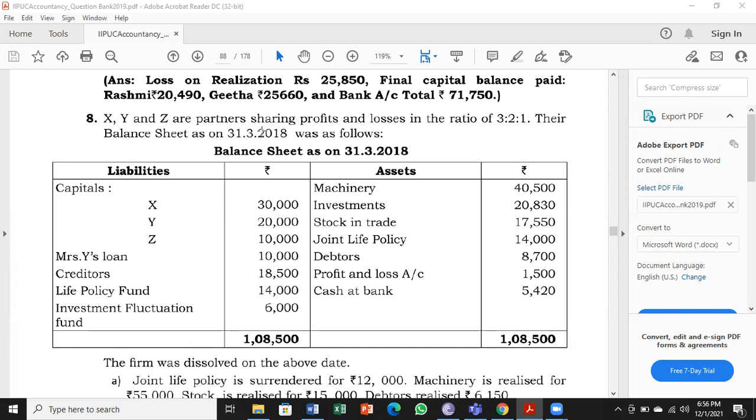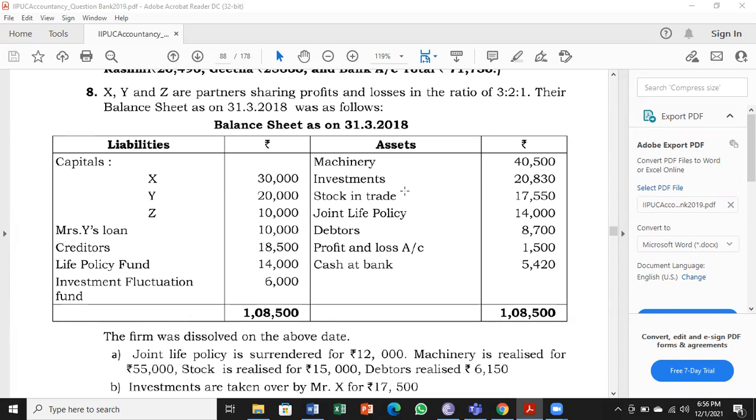Their balance sheet on 31/3/2018 was as follows. On the asset side, you're going to find machinery, investments, stock, joint life policy. Joint life policy is an insurance policy taken for all the partners together. That's called joint life policy. If any one of the partners dies, the business will get the policy amount. So that is what a joint life policy is.